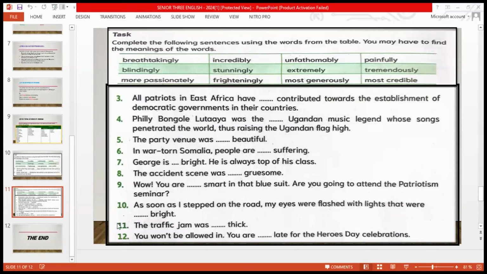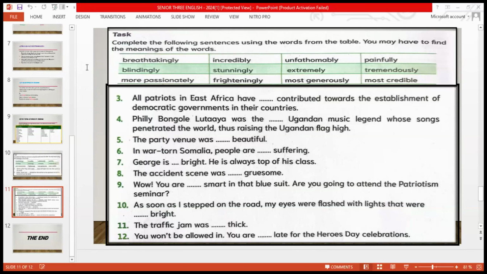Traffic jam was breathtaking, I think. You know, breathtaking is something that is very nice. So look at number one, because a traffic jam never looks so breathtaking. I think I have failed. Oh, don't give up. Give it one last try.